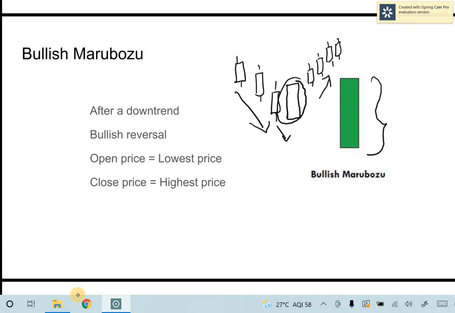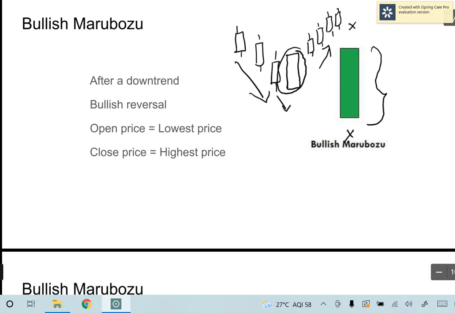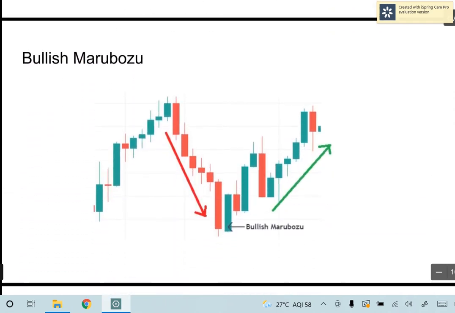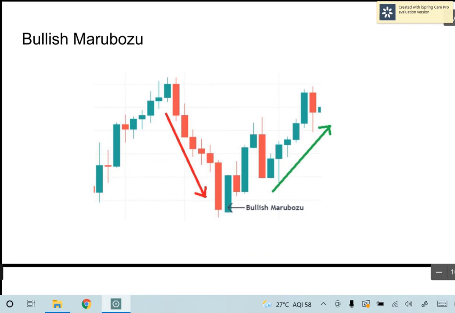This candle does not have an upper shadow or lower shadow because in the bullish Marubozu candle, the opening price equals the lowest price, and the closing price equals the highest price. This is an example of bullish Marubozu. Here the trend is a downtrend. This is the bullish Marubozu candle. After the occurrence of the bullish Marubozu candle, the trend is reversed, that is, from downtrend to uptrend.